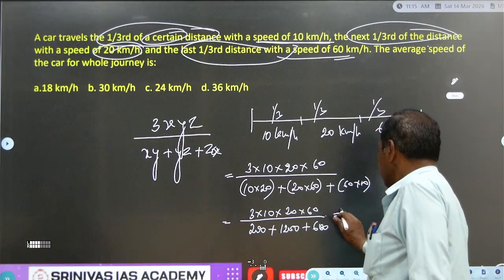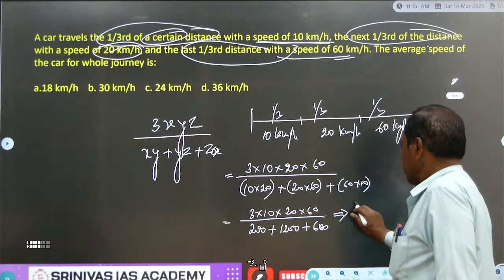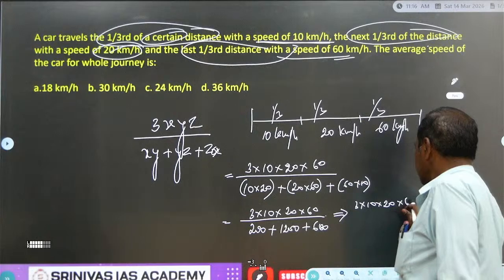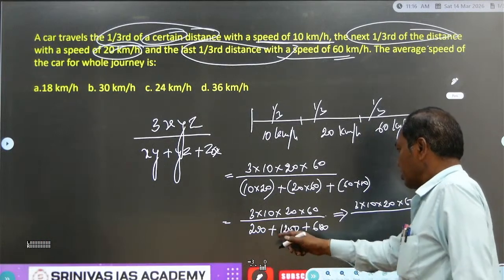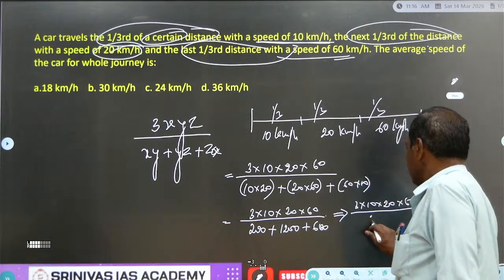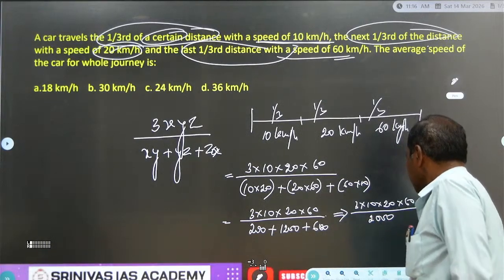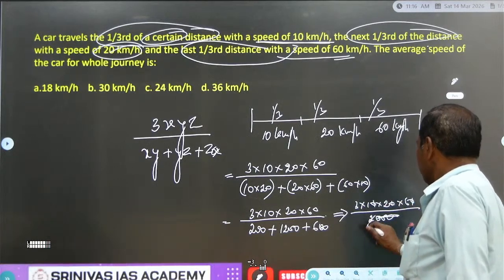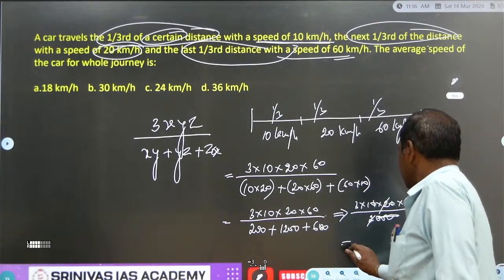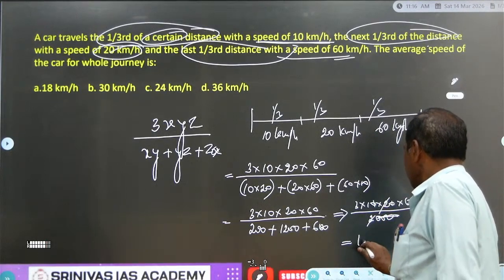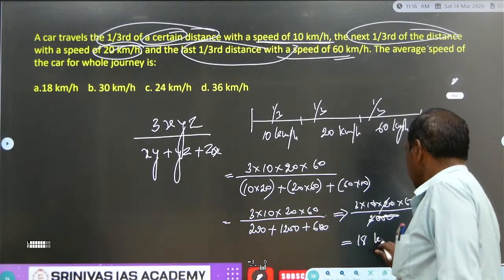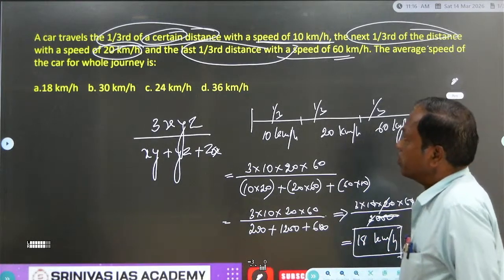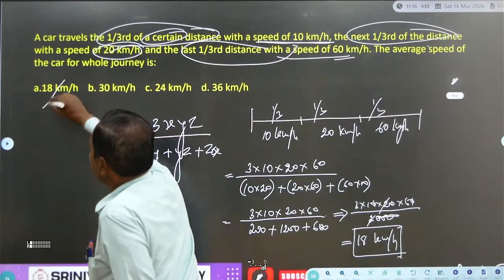Let us take one more step for this. Now 3 into 10 into 20 into 60, whole divided by 200 plus 1200 plus 600, that is 2000. Right. 3 zeros are there. 1, 2, 3. All zeros get cancelled here. 2 and 2 get cancelled. What is the thing? 2 into 6, 18. What is the speed then? 18 kilometer per hour. Option A is like that.